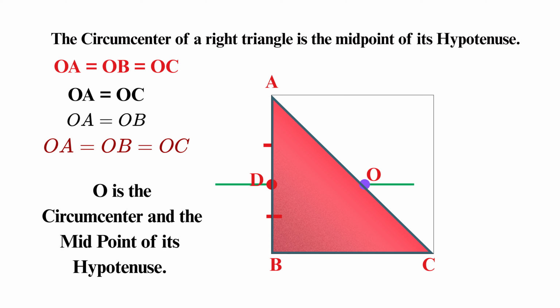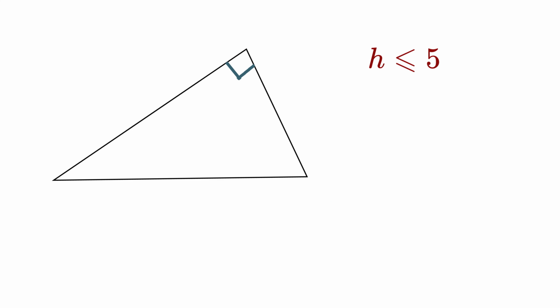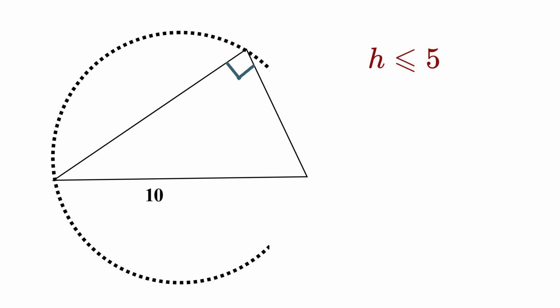But how does this help us? Let's go to a right triangle with a hypotenuse equal to 10. We will construct the circumcircle. We know that the center of the circle is at the midpoint of the hypotenuse. So if this point is O, we can calculate the radius will be half the length of the hypotenuse. It will be equal to 5. So that will be the same length for this vertical radius.